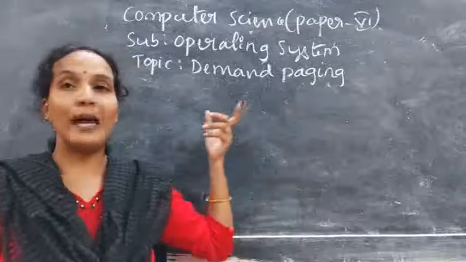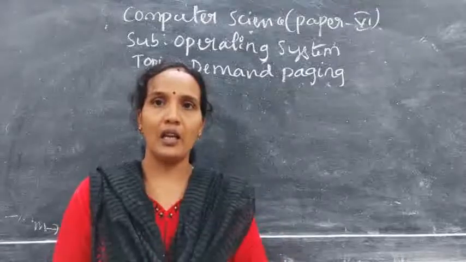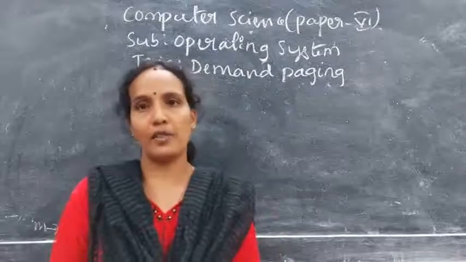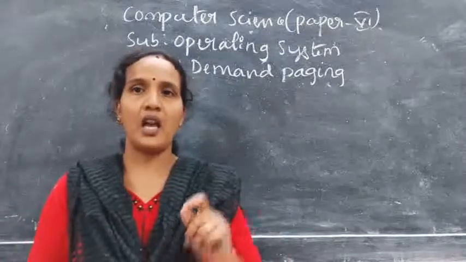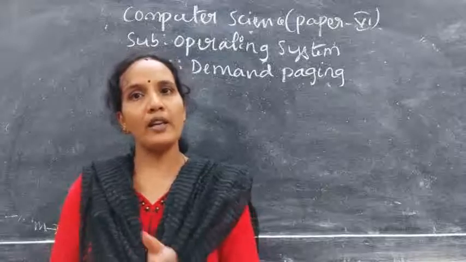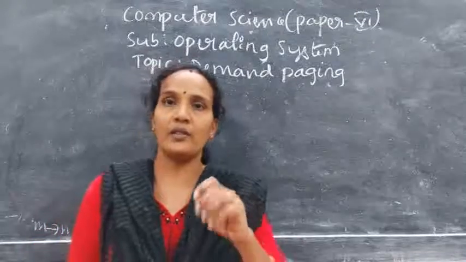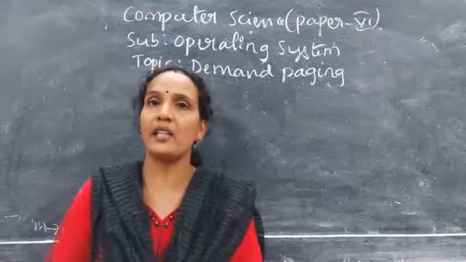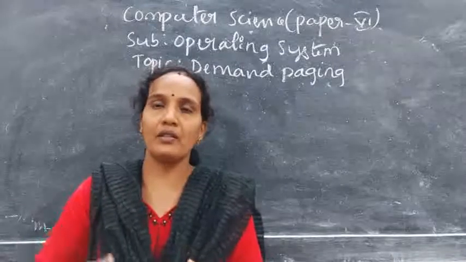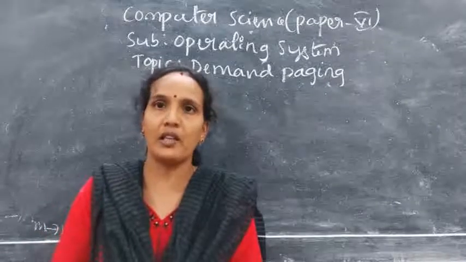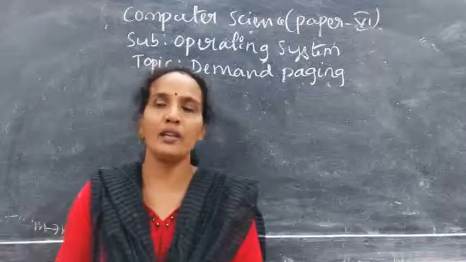In demand paging, the name itself gives the definition: the pages are loaded into the main memory based on the demand of the user. Whichever pages the user wants to execute, only those pages are loaded into the main memory, and all the remaining pages stay in the secondary memory. Understood? When the user requests a particular page, only at that time is the page loaded from the secondary memory to the main memory.